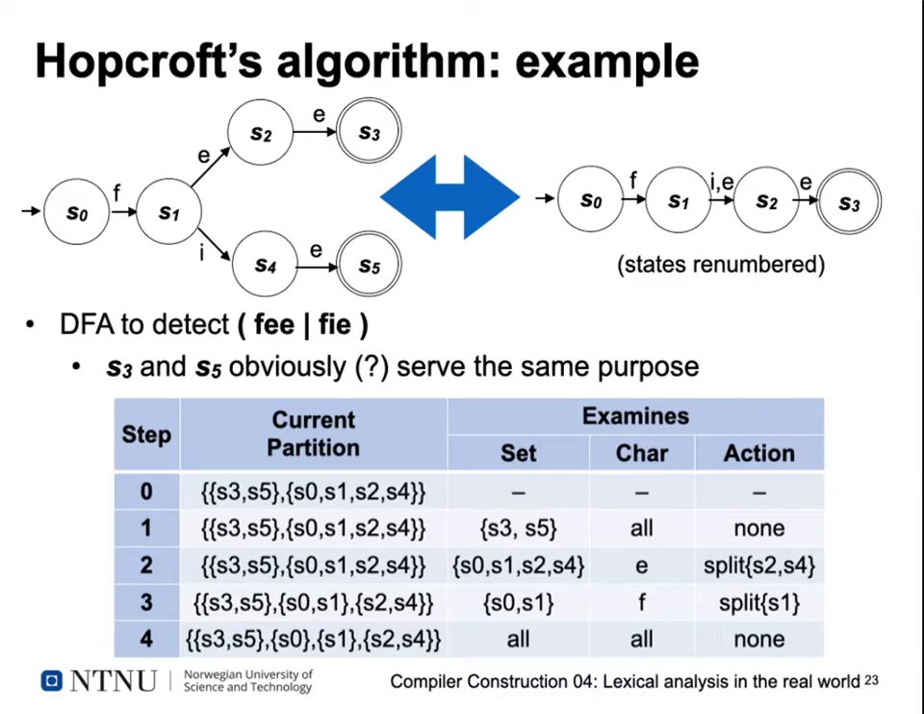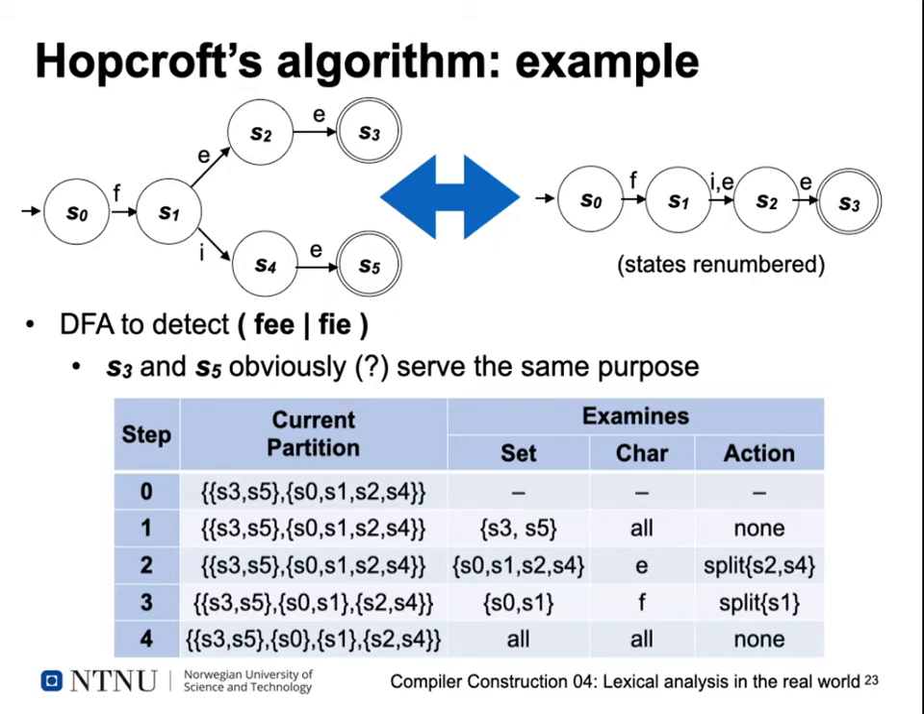So let's look at another example for Hopcroft's algorithm. So here we have a DFA to detect either the string "fee" or the string "fie". So we could write this way using our joint construction here for a DFA. So we start with S0, read an F, and then we either read an E, then we end up here, and then we need to read another E to accept this string. Or we could read an F, read an I, go down here to S4, and then we need to read another E to end up in S5.